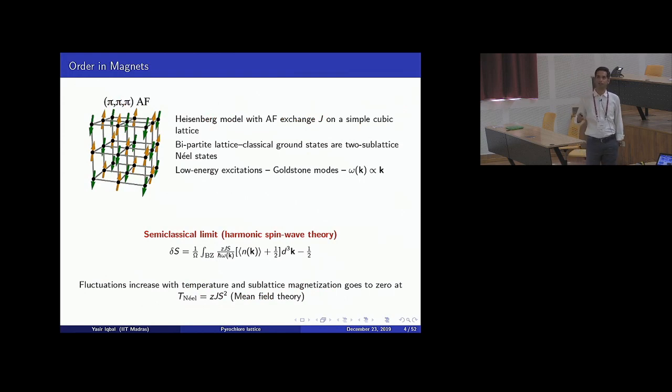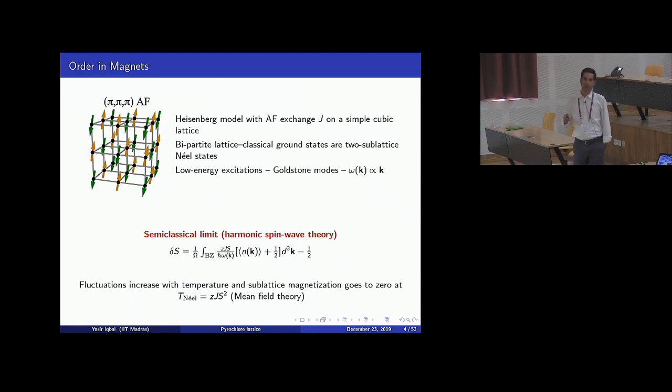So let's look at a cartoon picture of an antiferromagnet. Cartoon, because of course the antiferromagnetic state is not an eigenstate of the exchange Hamiltonian. If you put it on, say, a simple cubic lattice, shown here for reasons of presentation, you will see that the ground state is the simple two-sublattice Néel state, and the low energy excitations disperse linearly with k. The frequency goes linearly with k at small k.